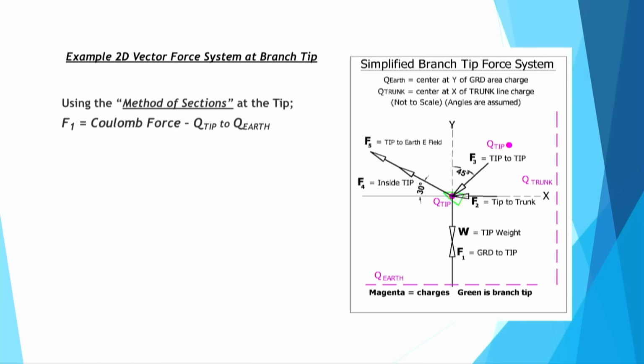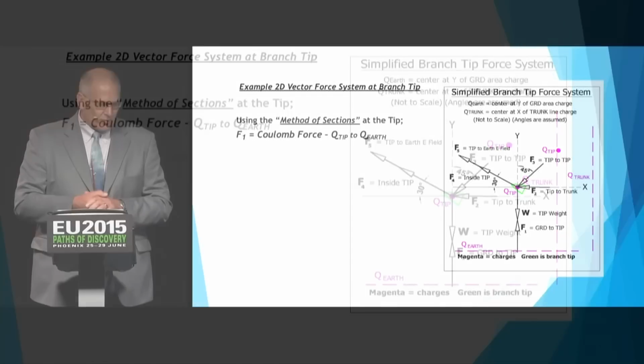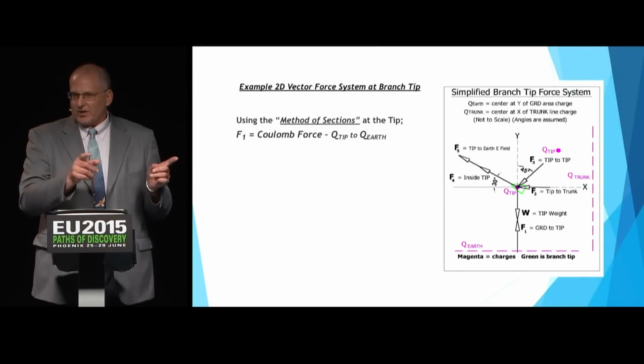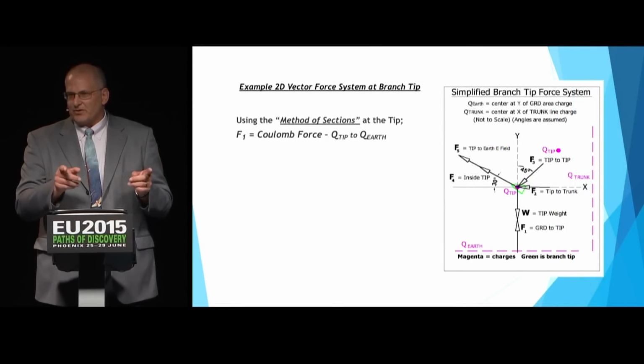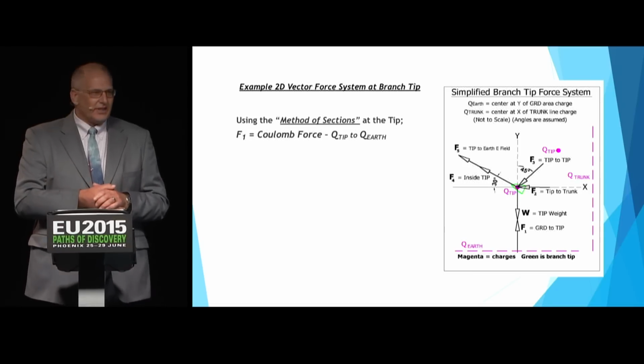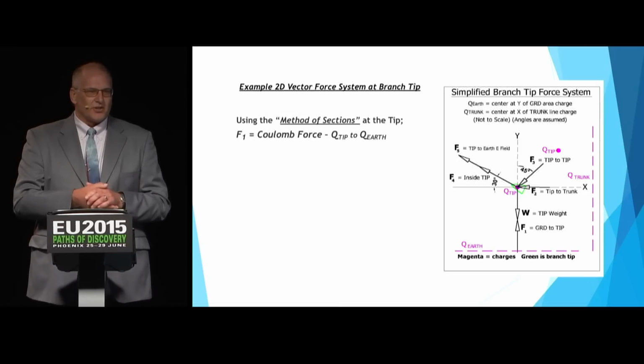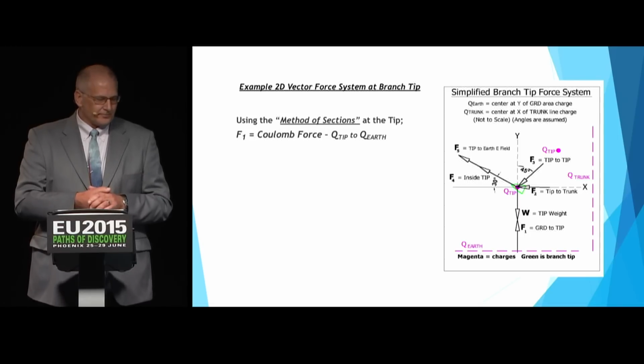F1 is the Coulomb force between the charge in the tip and the charge in the earth. Now the charge in the tip is what I had calculated from, remember that 90 millivolts at the branch tip of the aspen tree and 2 megaohms of resistance? So that gave an amperage. And that's coulombs per second. I multiplied it by 1 second, and I got coulombs. And since charge tends to accumulate at points or branch tips, I multiplied it by 10.